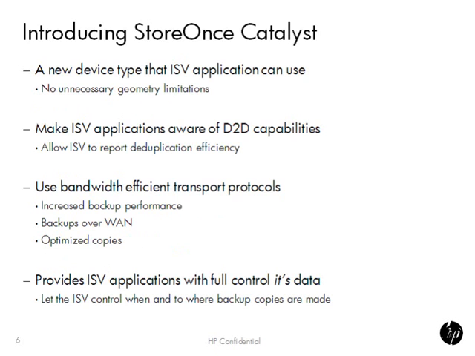So the new interface that we're bringing in is called StoreOnce Catalyst, and what we do is we're aiming to address some of those limitations. So first of all, it's a new device type that the ISVs can use. So it doesn't have any geometry limitations. We're not trying to emulate anything physical. It's a complete build from the ground up. It's an RPC protocol-based interface. So it's designed for use on the Ethernet ports of the StoreOnce appliances, not fiber channel.